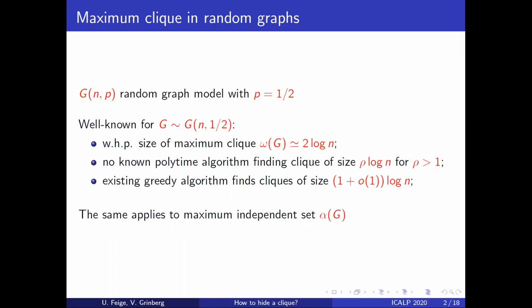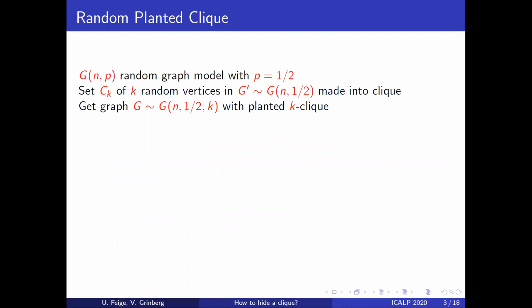The same applies to the maximum independent set problem. In the classical planted clique problem, we take a random G(n,1/2) graph G' and make a random subset C_k of k vertices into a clique by adding all missing edges within C_k, obtaining graph G. We say that G has a planted clique of size k and denote this model by G(n,1/2,k).